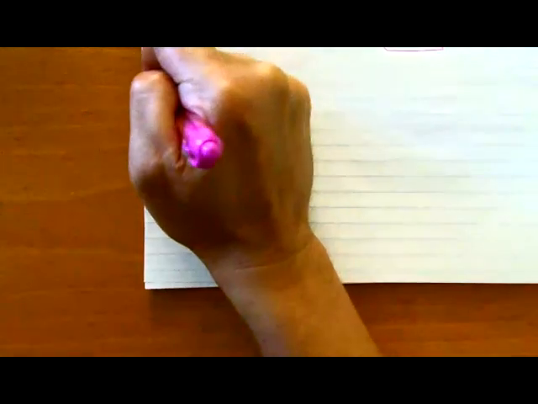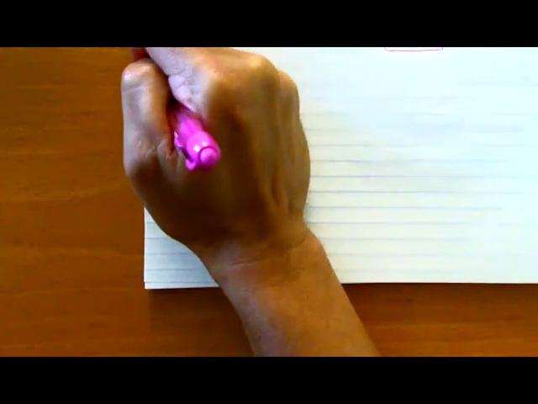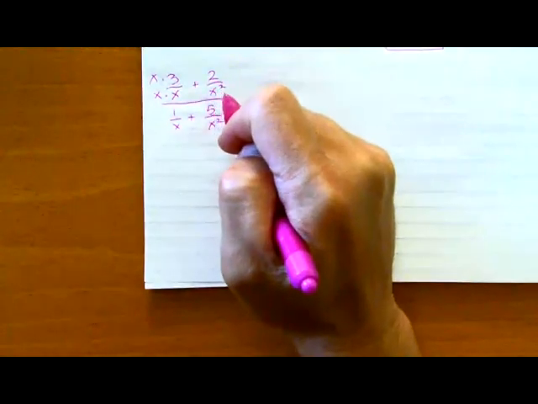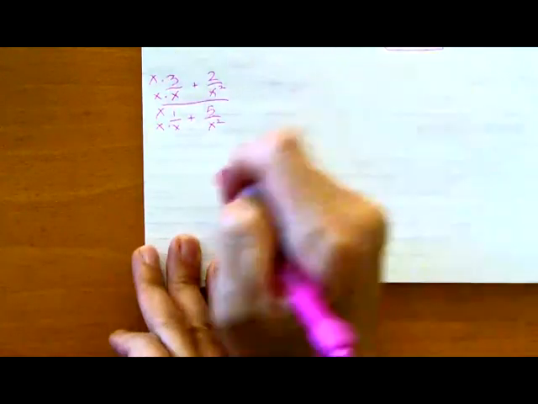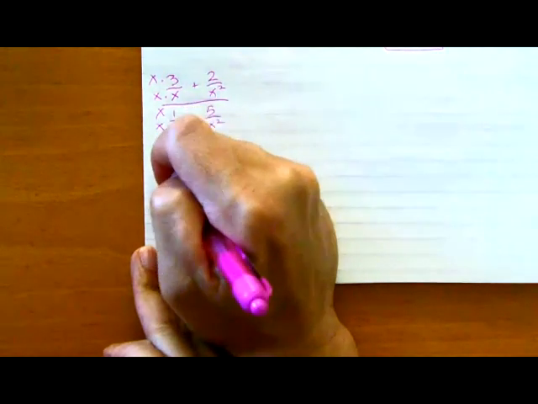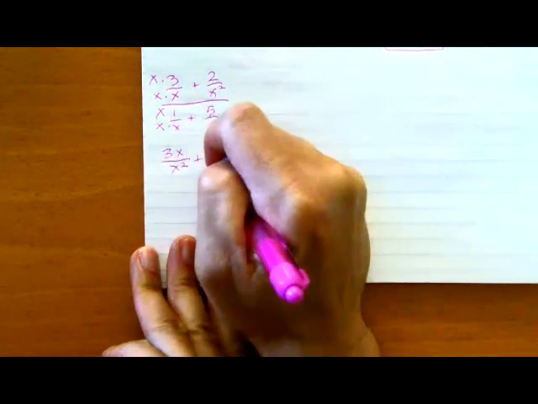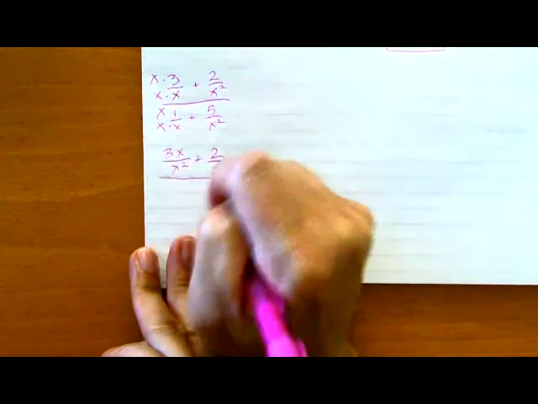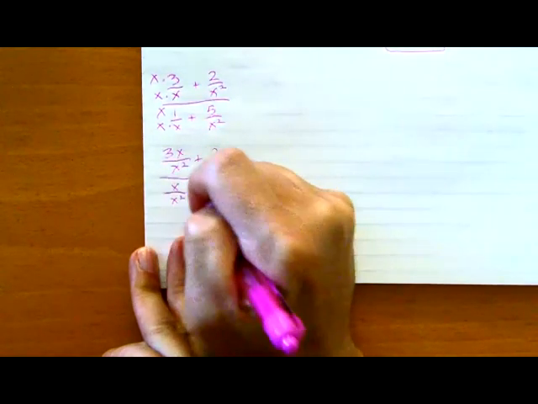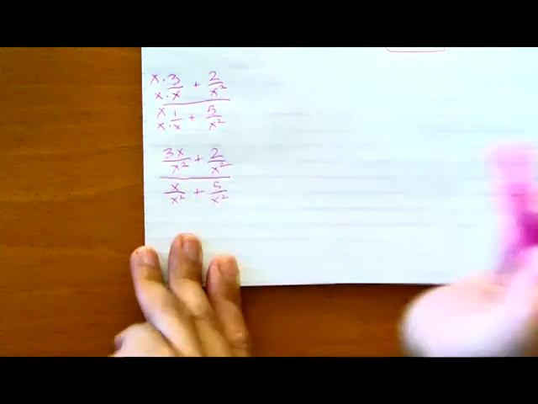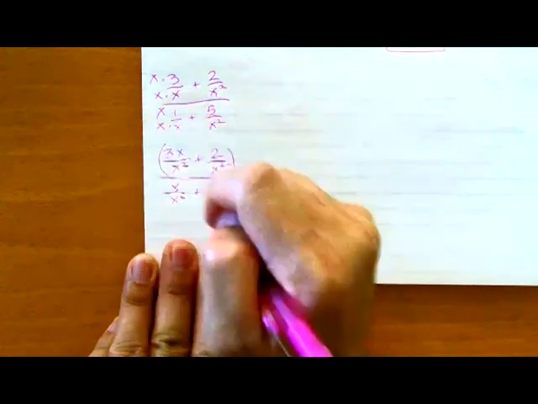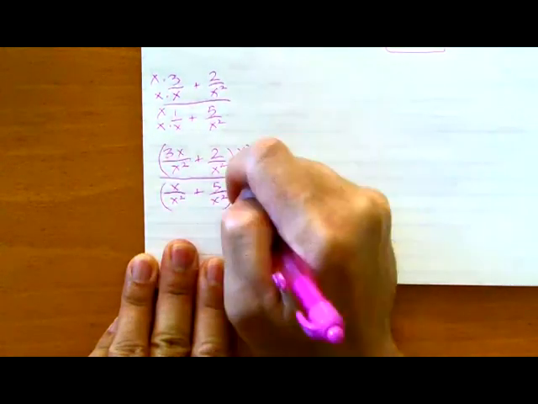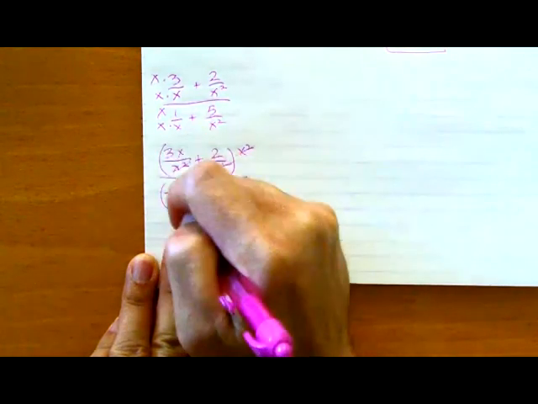We can get all the denominators to be x squared. Multiply top and bottom by x. That's already x to the second. Multiply this one top and bottom by x. So now we have 3x over x to the second, 2 over x to the second, x over x to the second, plus 5 over x to the second. All the denominators match. If we multiply the top and the bottom by x to the second, it'll cancel out all the denominators.